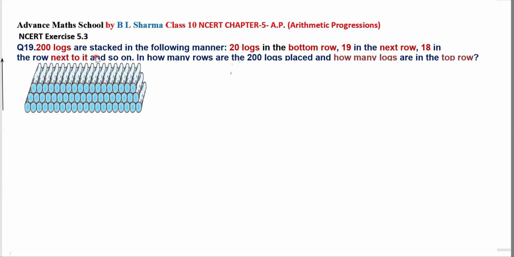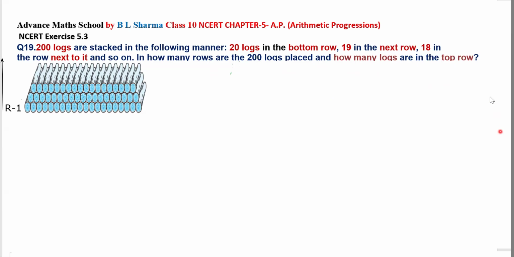200 logs are stacked in the following manner. ये total 200 logs हैं. 20 logs in the bottom row, means here these are 20 logs and this is row number 1. Then 19 in the next, and then 18. The question is, in how many rows are the 200 logs placed and how many logs are in the top row?